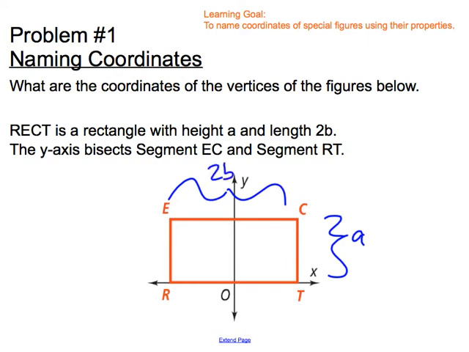It also says that the y-axis bisects segment EC and segment RT. So in this case, the y-axis cuts EC and RT exactly into two equal parts. So we're asked to give coordinates of the four vertices of this rectangle. So thinking back to what we know, all the points that exist on the x-axis have a y-coordinate of 0. So in this case, that would probably be one of the best locations to start.